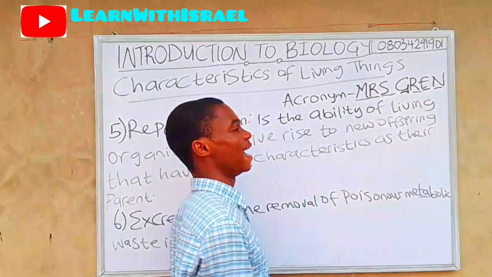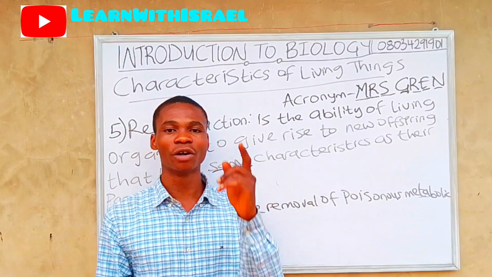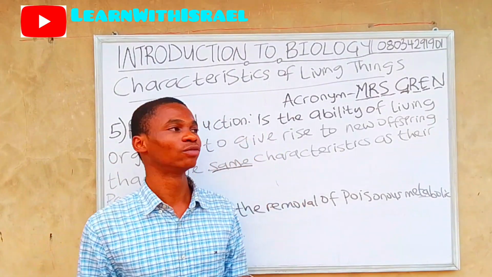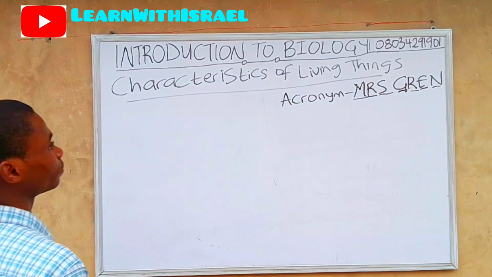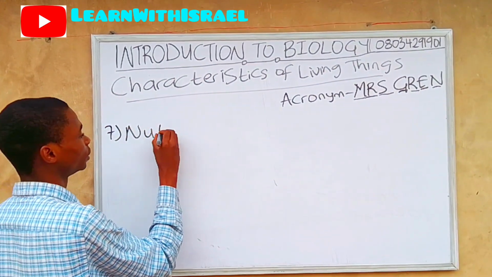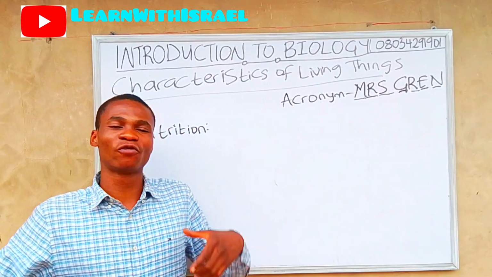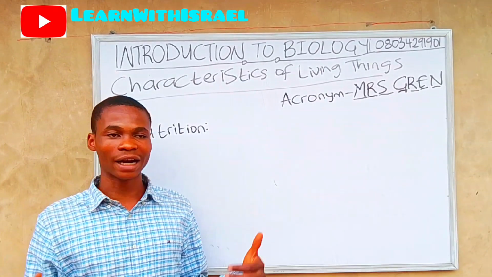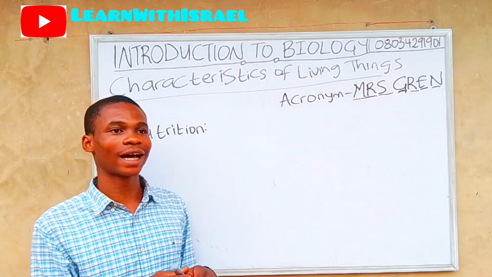So the next one is N, and N is called what? Nutrition. It's called nutrition. And nutrition, it also has types. So let's dive into that. So guys, the N is nutrition. And what's nutrition? Nutrition is the ability of living organisms to feed, which will also enable them to carry out life processes, which include growth, respiration, and other vital concepts.